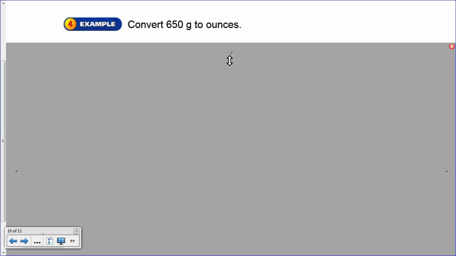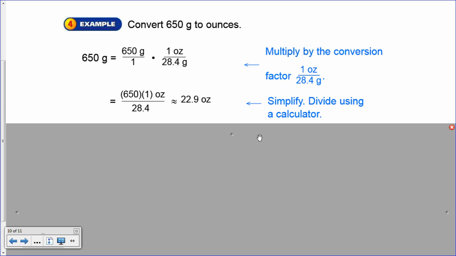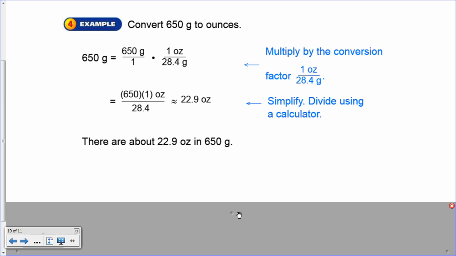Okay, our last one is to convert 650 grams to ounces. Here's our conversion factor. 1 ounce equals 28.4 grams. So we're going to multiply 650 grams by our conversion factor. Again, you can cross out your common terms. The grams are going to go away. We're going to be left with ounces in the numerator. 650 times 1 divided by 28.4 is approximately 22.9 ounces. And that's your answer.